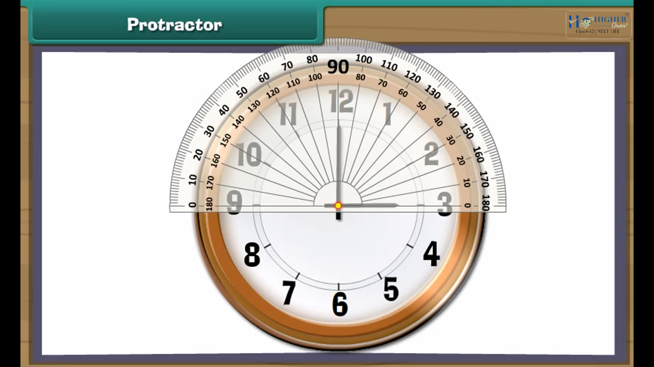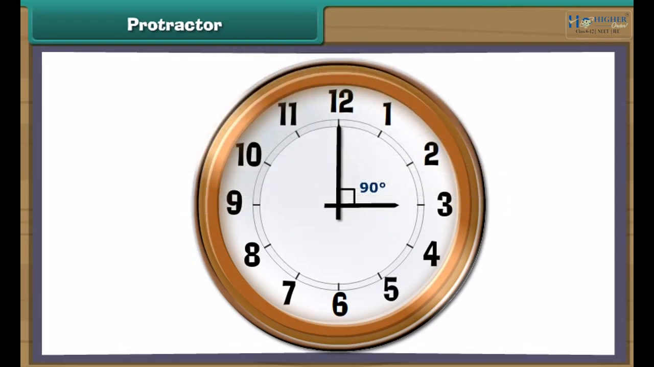The midpoint of the protractor must rest on the common point where the long and short hands of the clock meet. Read the inner marking of the protractor on which the long hand rests. It is 90 degrees. Therefore, 3 o'clock makes a right angle.